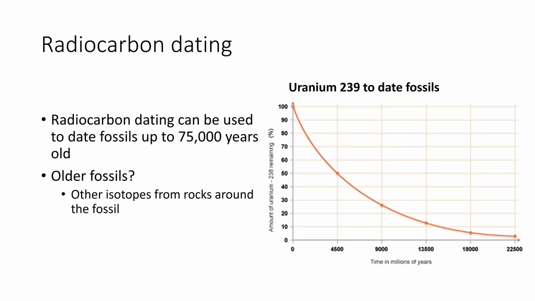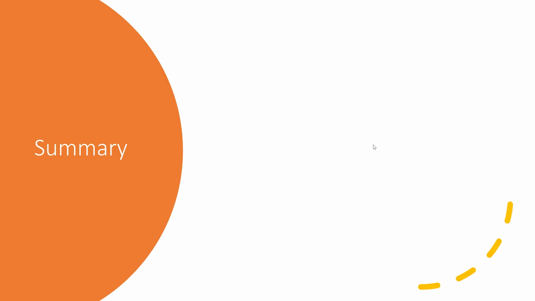Radiocarbon dating can only be used to date fossils up to 75,000 years old. If you're looking at an older fossil, you have to use other isotopes. For example, uranium-239 can be used to date very old fossils. In this video clip, we talked a little bit about the fossil record.